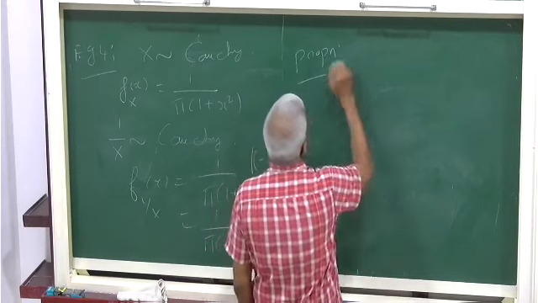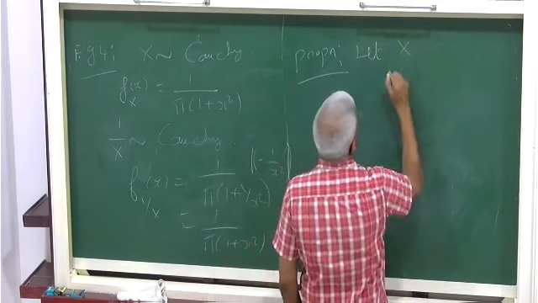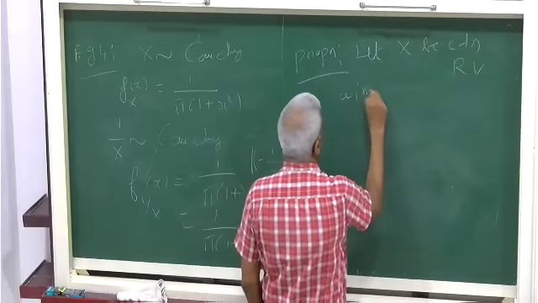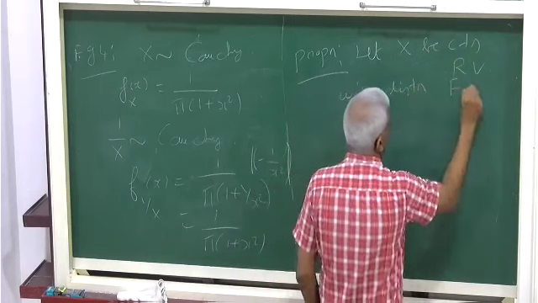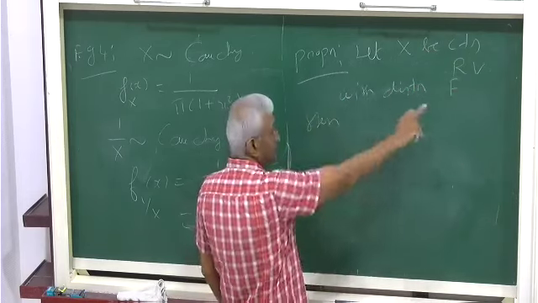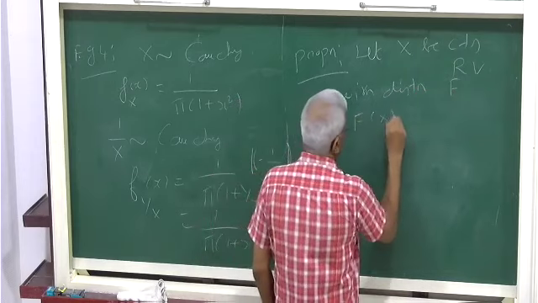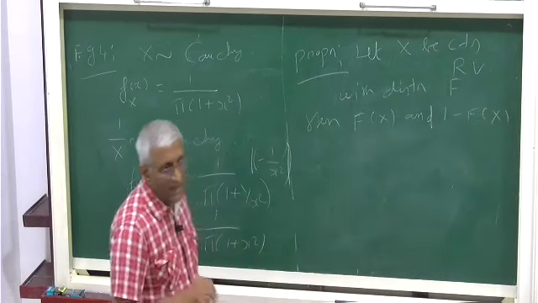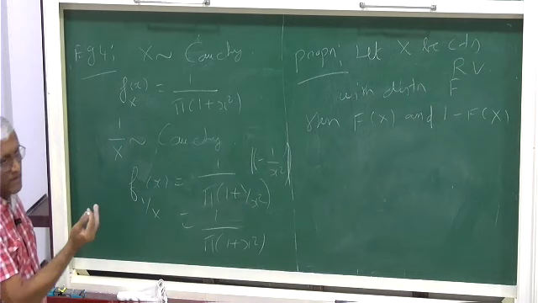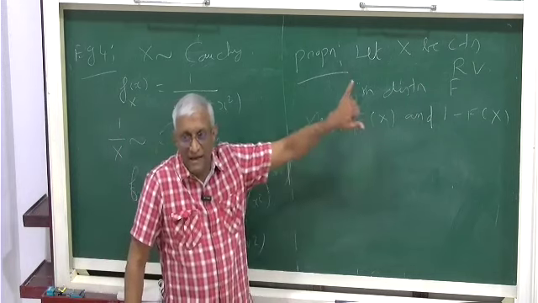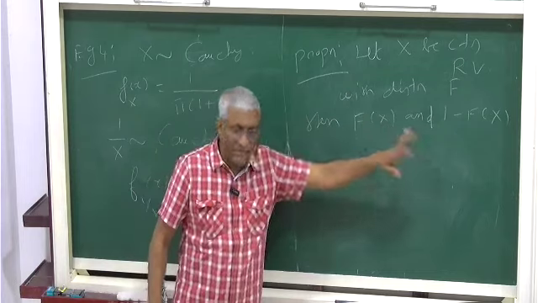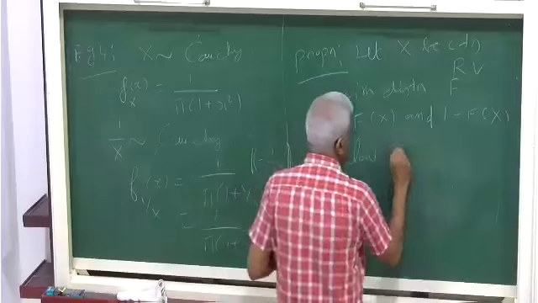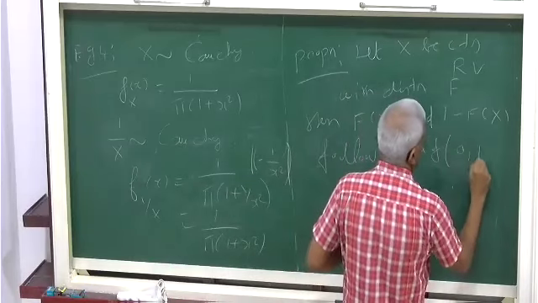Okay, so let X be a continuous random variable with distribution function f. Then you use this function f of x, and 1 minus f of x. You can apply any function to a random variable, you get a new random variable. You take this f itself and get a random variable f of x. And 1 minus f of x is also another random variable. They follow uniform 0 and 1.